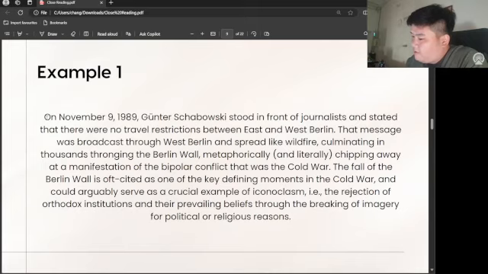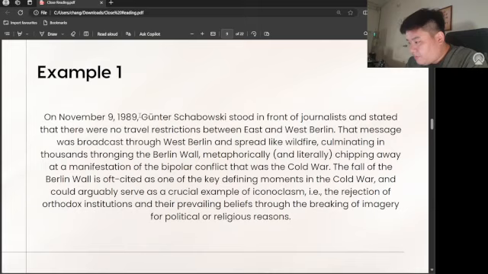The fall of the Berlin Wall is oft cited as one of the key defining moments in the Cold War and could arguably serve as a crucial example of iconoclasm. That is, i.e., the rejection of orthodox institutions and their prevailing beliefs through the breaking of imagery for political or religious reasons.